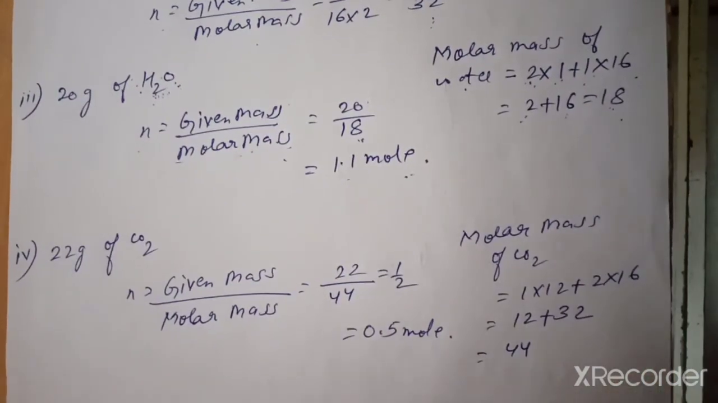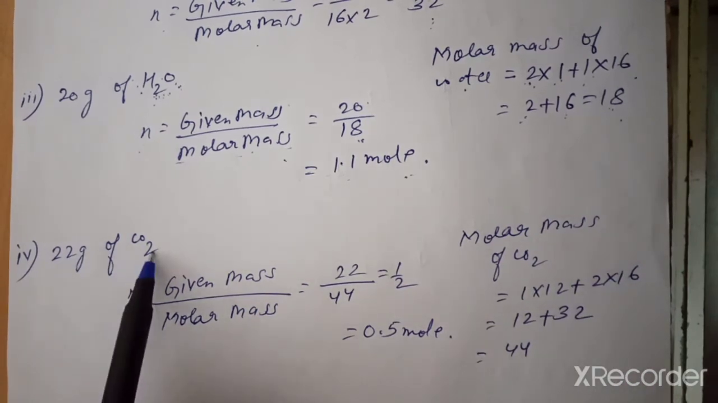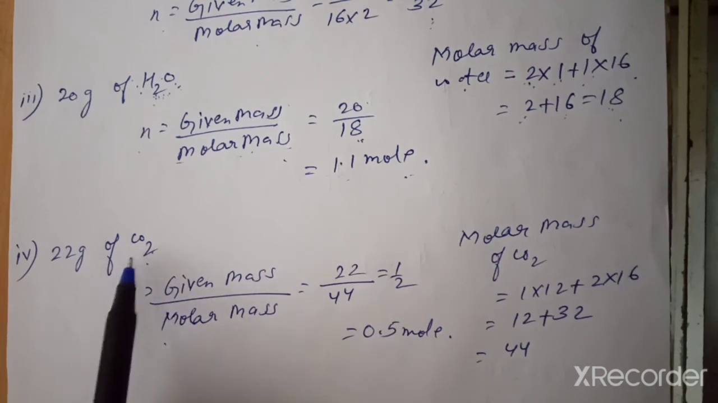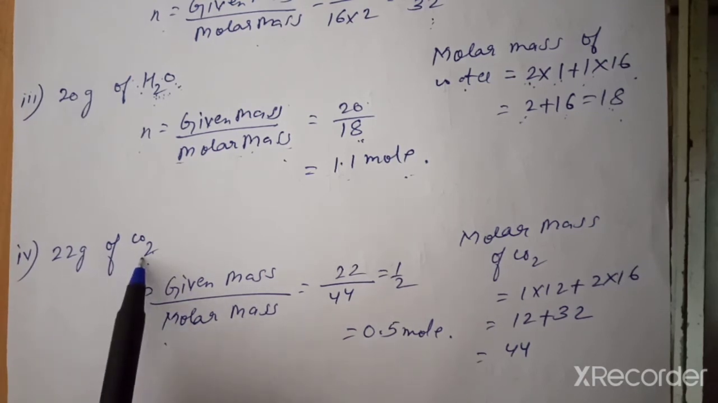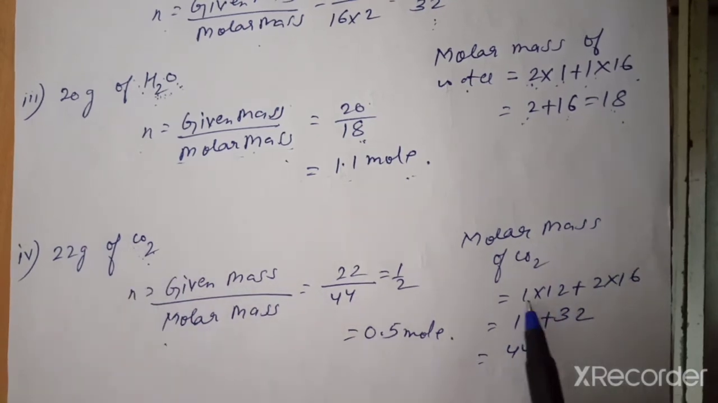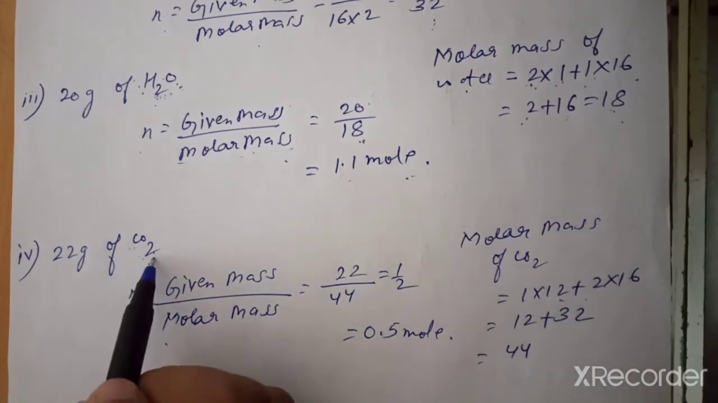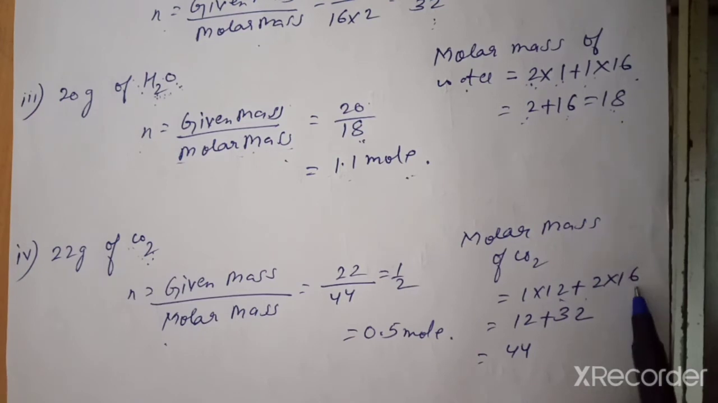Similarly, if we see the next part, 22 gram of carbon dioxide. Again the gas carbon dioxide is there. We will calculate the molar mass of carbon dioxide. First it is carbon, and the number of carbon atoms is 1. So 1 multiplied by the molar mass of carbon, that is 12, plus the number of oxygen atoms, which is 2, multiplied by the atomic mass of oxygen, that is 16. So 12 ones are 12, and 16 multiplied by 2 gives 32. On adding we get 44.